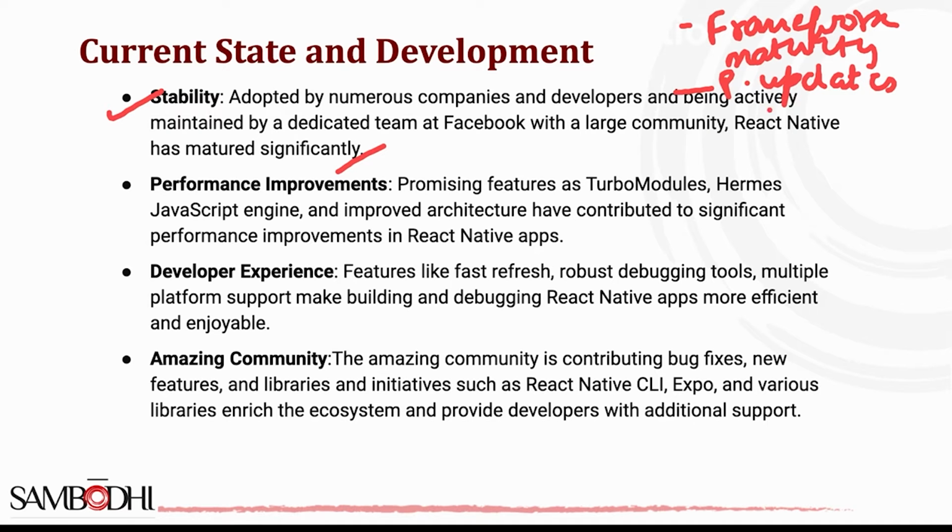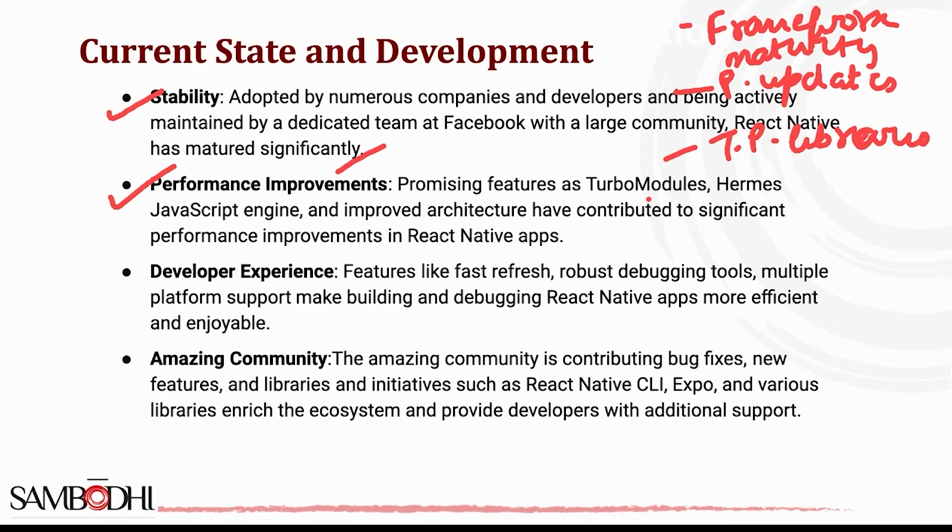Then there are also third-party dependencies. Third-party libraries and dependencies also maintain the stability of the overall React Native application development. So it's essential to carefully evaluate and maintain these dependencies to minimize the risk of compatibility issues. Then we have great community support, and this community support plays a really crucial role in maintaining the stability. Then the next thing we talk about is the performance improvements in React Native.